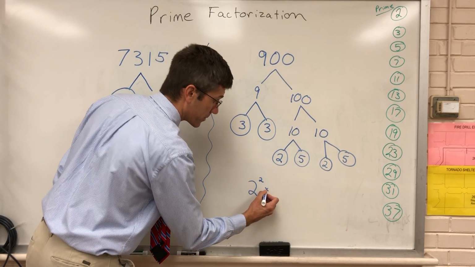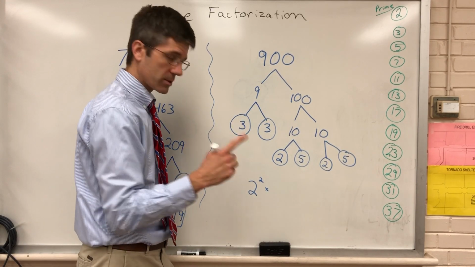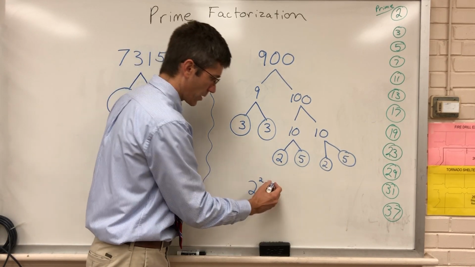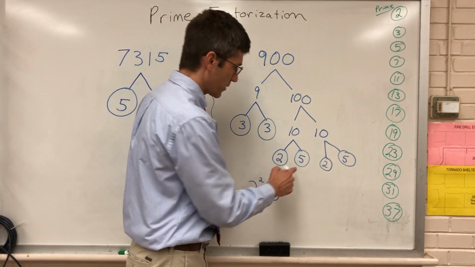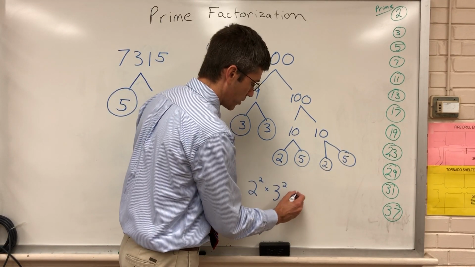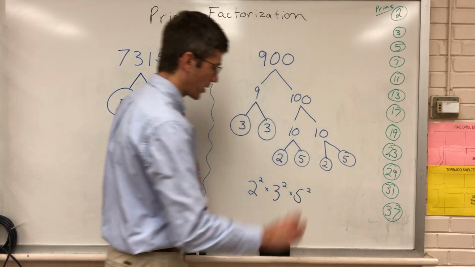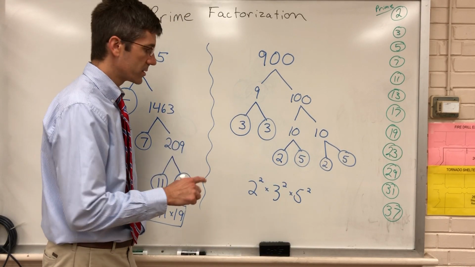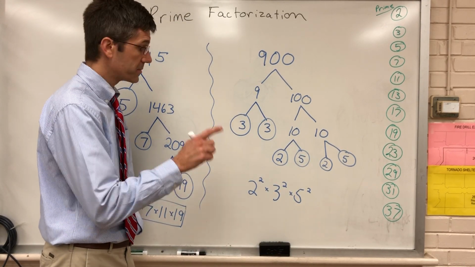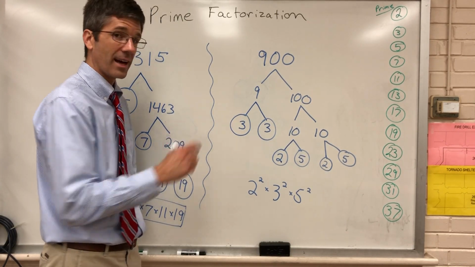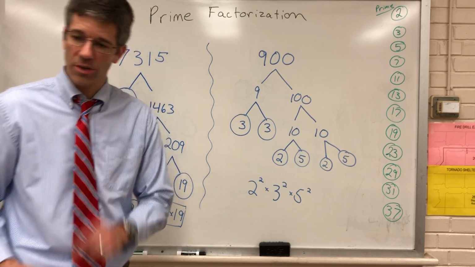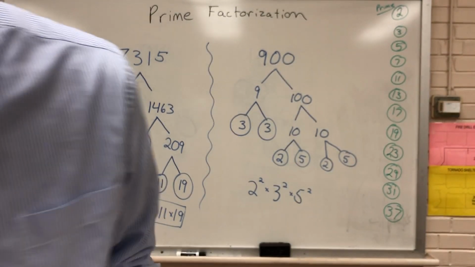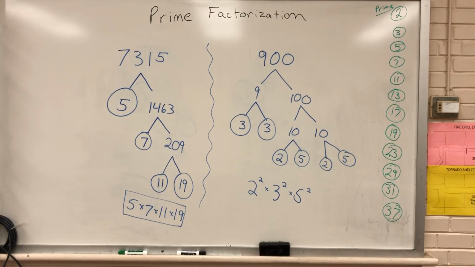2 squared times. Next, 3. 3 times 3. Oh, 3 squared. The next one, 5. I have 2 of those. There we go. 2 squared times 3 squared times 5 squared is 900. This is a perfect square. Let me show you what I mean. I want to show you a couple things, and then we're done with this lesson. Sad, it's been so much fun.